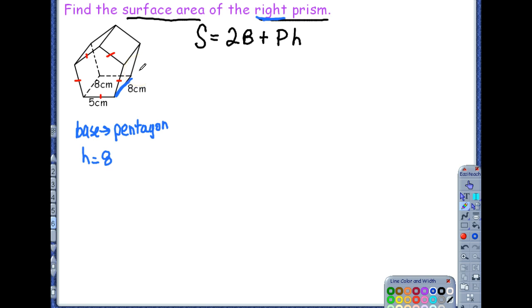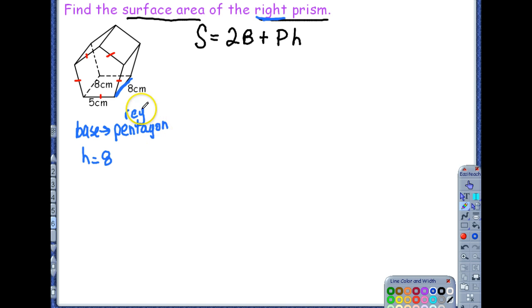The only time it's not going to matter what you use as your base is when you're talking about a rectangular prism, because all of the faces are rectangles. Any other shape, you need to look for the non-rectangle. If you wanted to redraw, you could just redraw the pentagon. Notice what kind of pentagon it is. It's a regular pentagon.